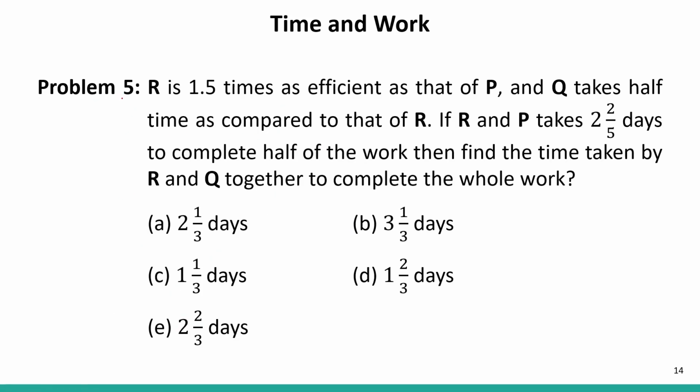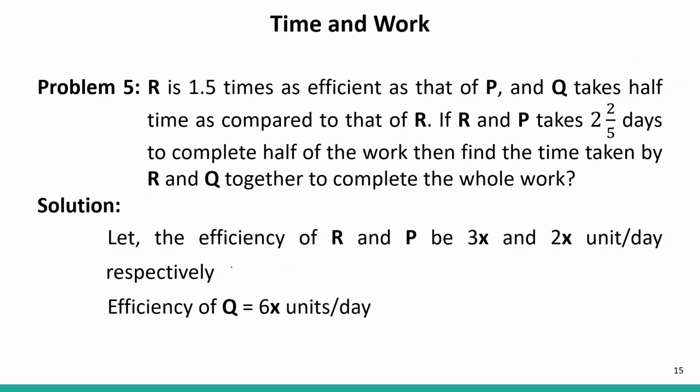Let's go forward with problem number 5. R is 1.5 times as efficient as P, and Q takes half the time as compared to R, only half the time. Here half is the keyword. If R and P take 2 whole and 2 by 5 days to complete half of the work, then find the time taken by R and Q together to complete the whole work. Which among these options is actually correct?